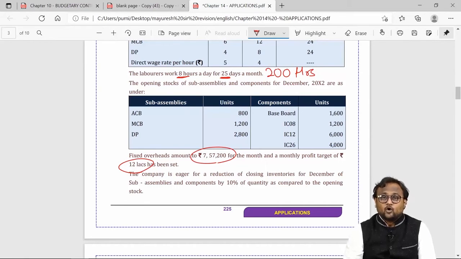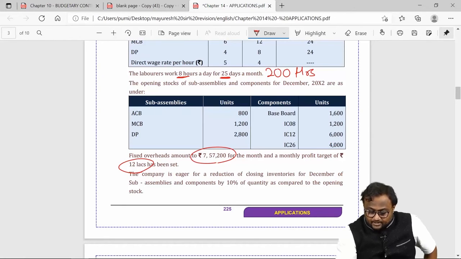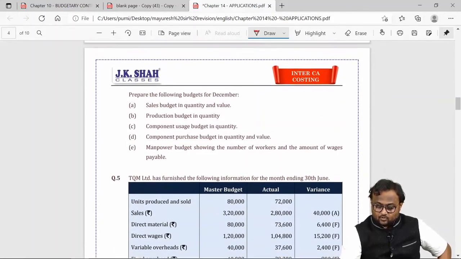That means basically your contribution should be 19,57,200. So we have the required contribution available in the question. Okay, that is about closing stock.